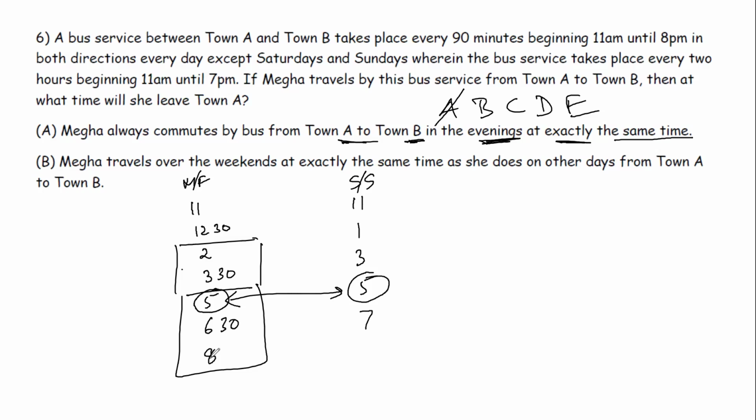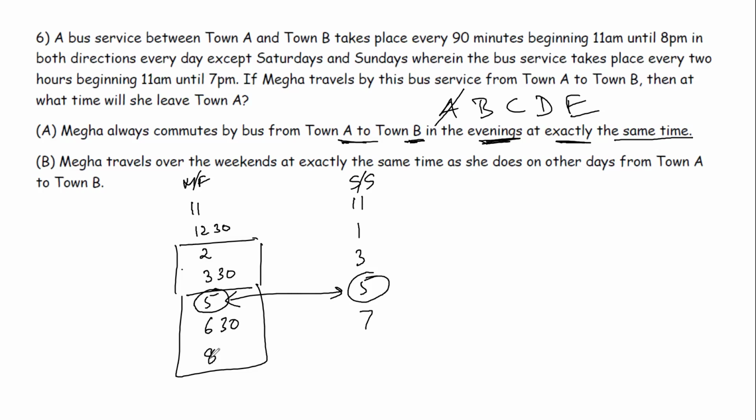So we can say, in a way, A answers the question because she leaves in the evenings at exactly the same time. But then out here, we don't know whether or not she commutes over the weekends. Does it say she commutes every day? If the word every day is written, then perhaps we can say A is the answer. Megha always commutes by bus from town A to town B in the evenings at exactly the same time. Does it say that she travels every day? No, it doesn't say that.